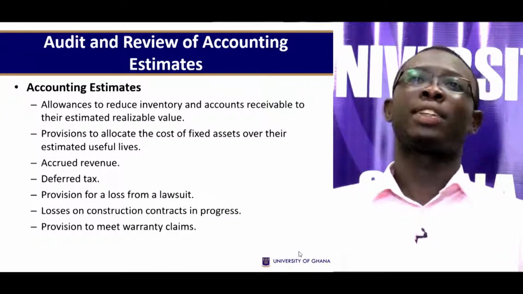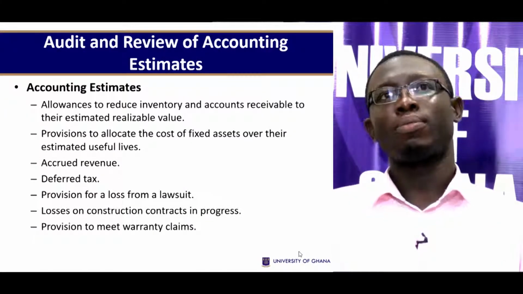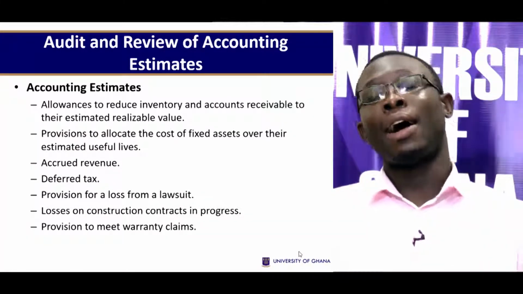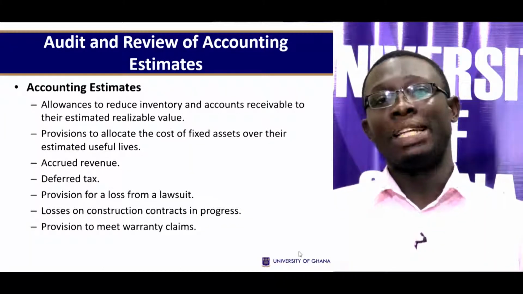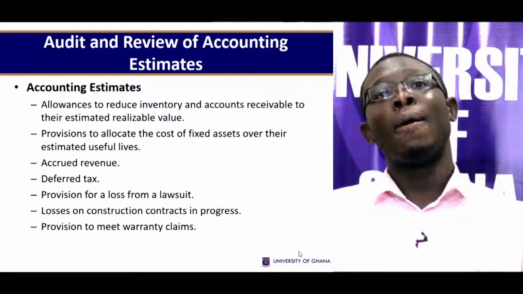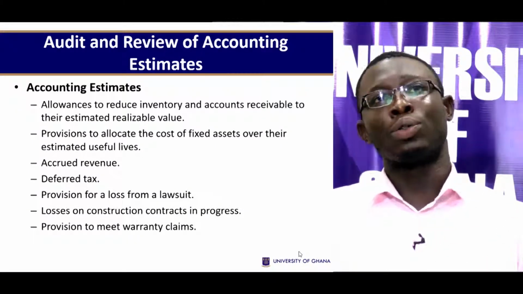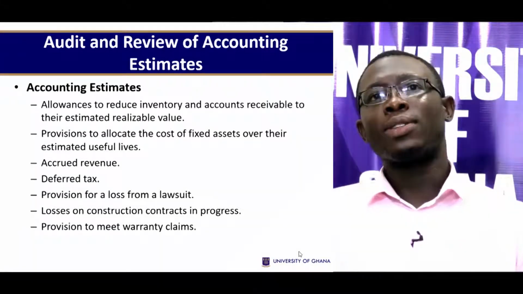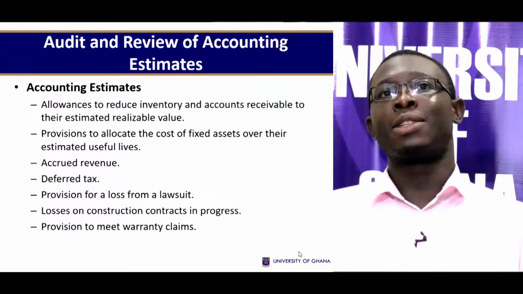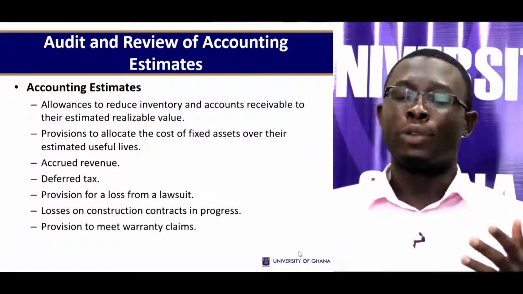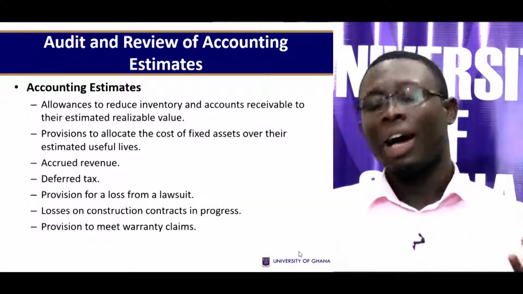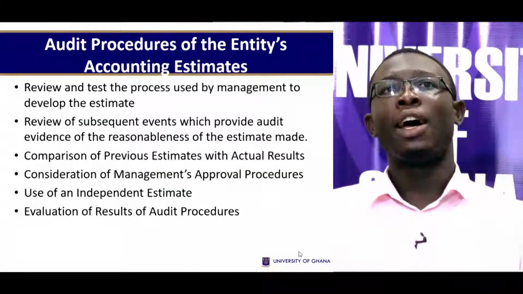Now, let's also turn our attention to accounting estimates. How is the review done? It is important because per accounting standards, estimates are made, and therefore the auditor needs to review these estimates and find whether there are any material misstatements in them or not. Accounting estimates include allowances to reduce inventory and accounts receivable to their estimated realizable values, provisions to allocate the cost of fixed assets over their estimated useful life, accrued revenue, deferred tax, and so on and so forth.